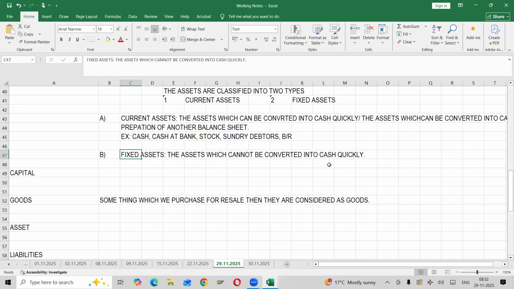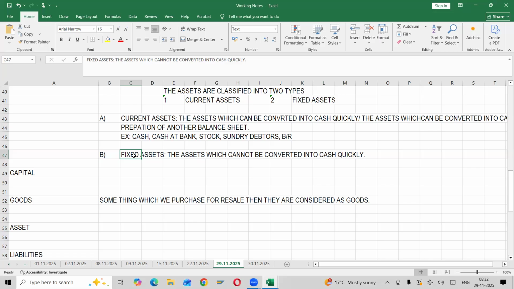I'm a cloth dealer and I purchased furniture. What is my intention at the time of purchase of furniture? To use for a longer period. Do I want to sell within a year or use more than a year? More than a year. What do you mean by fixed asset? The assets which cannot be converted. Why? At the time of purchase, what was my intention? I want to use for a longer period. Clear? On that basis, we consider it as a fixed asset.